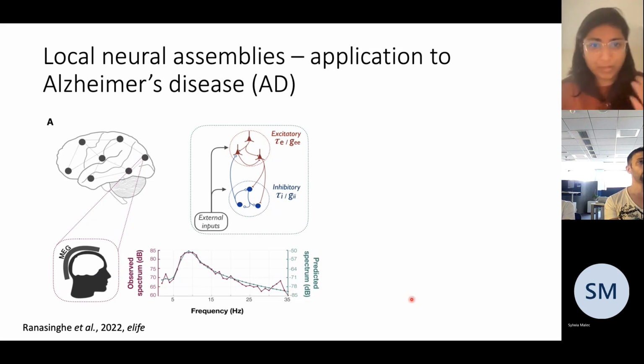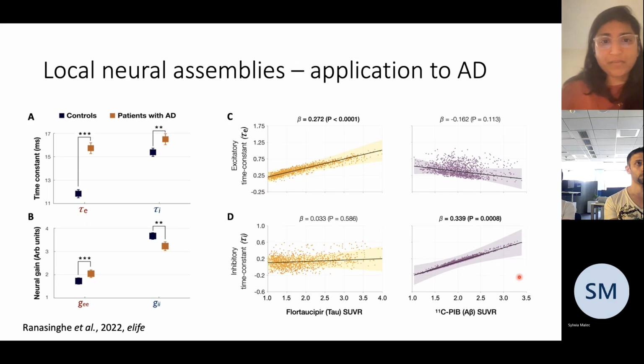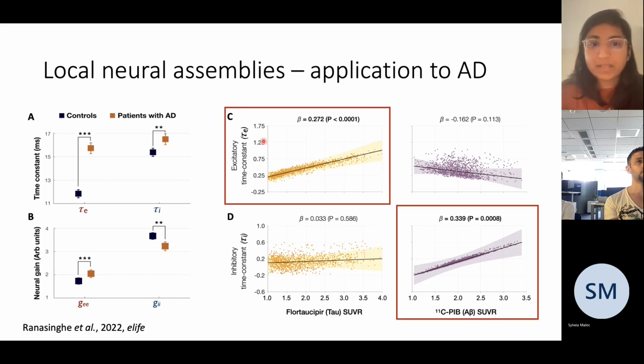When we do that, interestingly we see that the model parameters are differentially distributed in controls versus patients with Alzheimer's disease. Specifically, the excitatory and inhibitory time constants, the effect size was pretty large in both. That was interesting. In addition, if we look at how the model parameters are correlated with tau and amyloid beta, which are molecular markers of Alzheimer's disease pathology, we see that the excitatory time constant and the inhibitory time constant are significantly correlated to tau and amyloid beta.